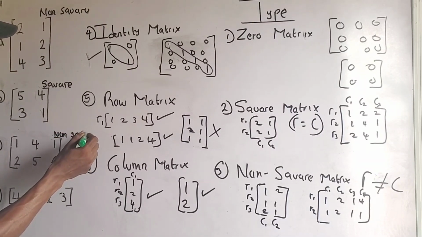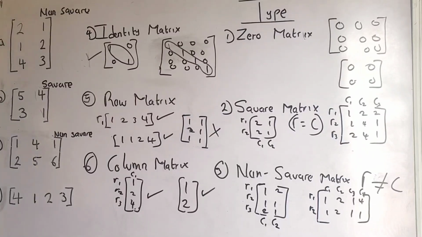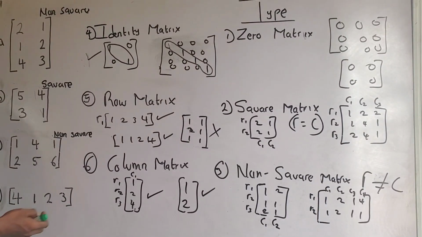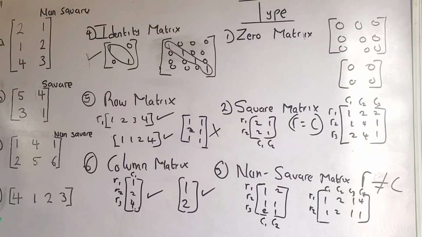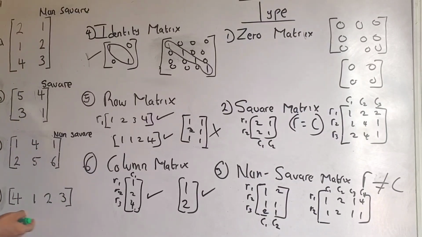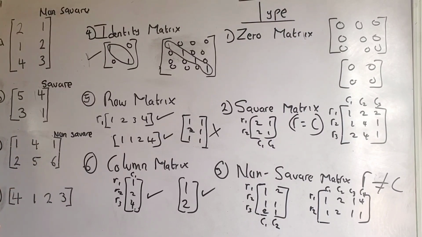Okay. Now for the last example, we have 4, 1, 2, 3. What kind of matrix can we call this? Is it zero matrix? Is it non-square matrix? Is it column matrix? Is it row matrix? This matrix is called row matrix. Why? Because it has only a single row. Do you understand? This is the single row that it has. So this matrix is called row matrix. Do you understand it now?